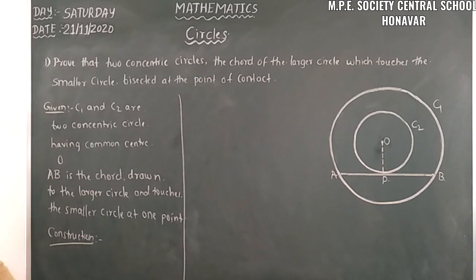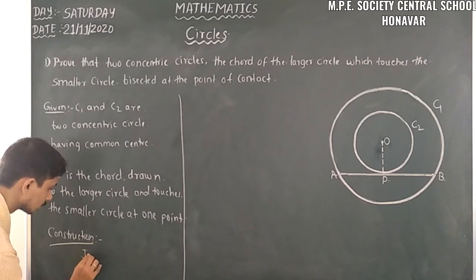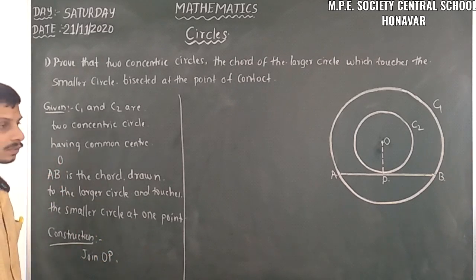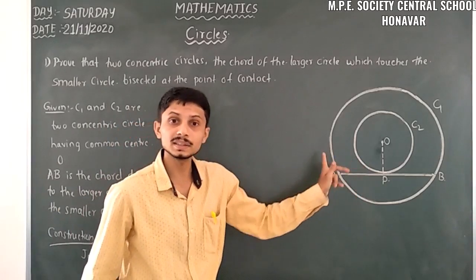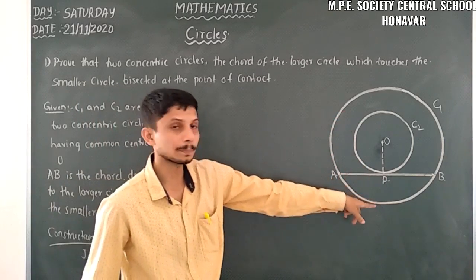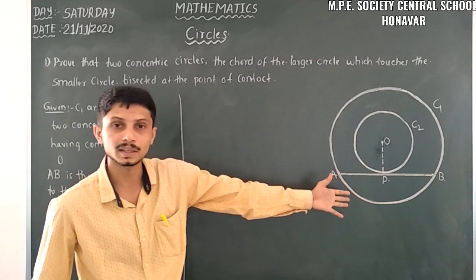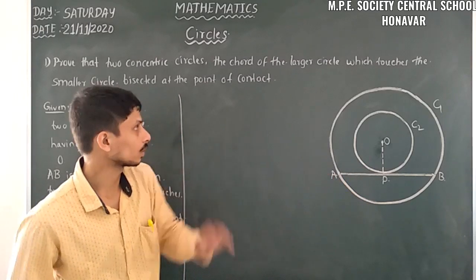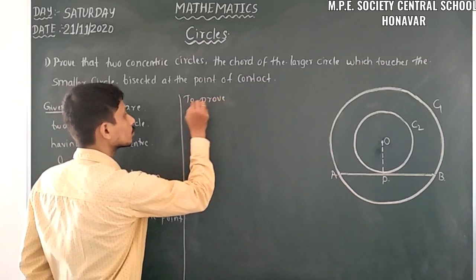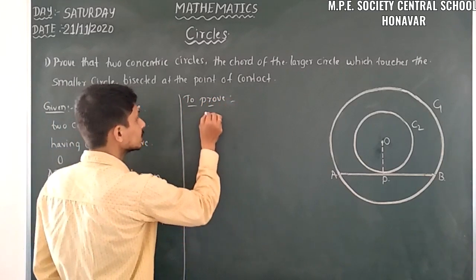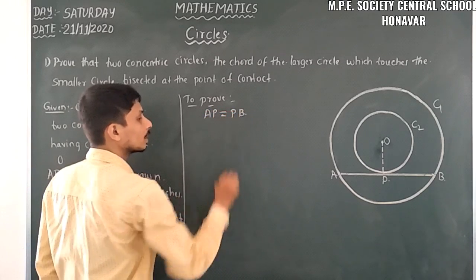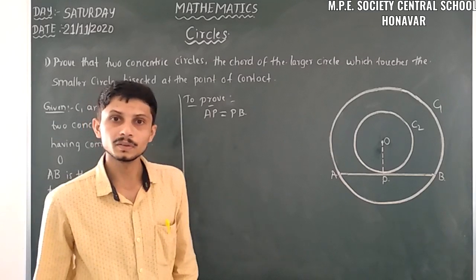Join OP. Since AB is the tangent to the circle C2, it becomes perpendicular. We already learned this in theorem 10.1. So let us take what we have to prove here. To prove: AP is equal to PB.